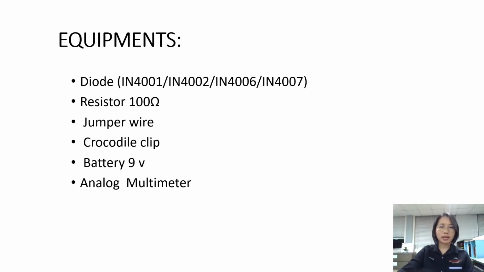Equipments for this lab are diode with IN 4001, IN 4002, IN 4006, and IN 4007. Resistor 100 ohm, jumper wire, clip, crocodile clip, battery 9 volts, and analog multimeter. If you are using digital multimeter, it should be okay to use in this lab.